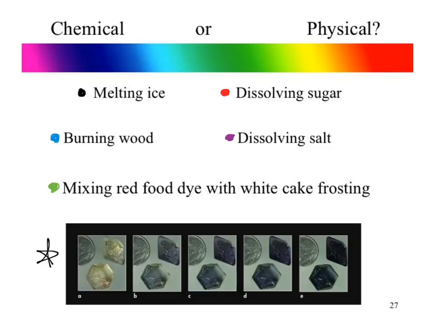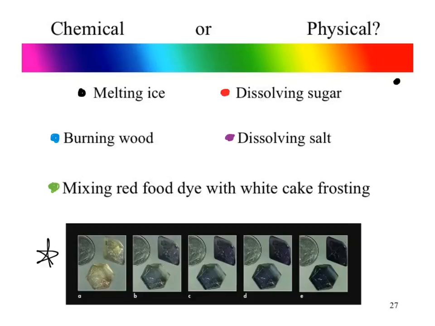So let's start. Melting ice. Chemical or physical? This one is purely physical. Very far on the physical end. We are looking at a phase transition from solid to liquid, and that phase transition is occurring because I've added heat. I've added energy to that system. That's what's causing the ice to melt. We're looking at a physical change.